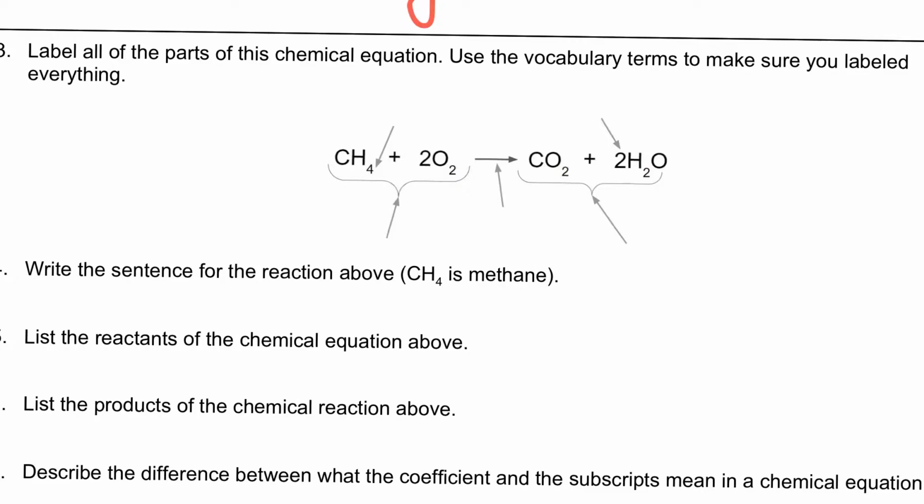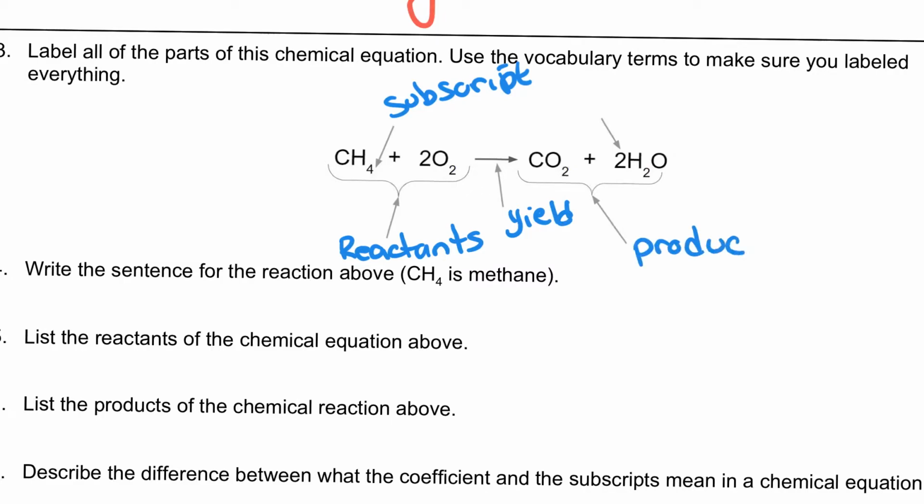Question 3 says, label all of the parts of this chemical equation. Use vocabulary terms to make sure you label everything. So these two things are the reactants. The small letter is our subscript. This arrow is yield. The two things after the yield are our products. And that number that comes in front is the coefficient.